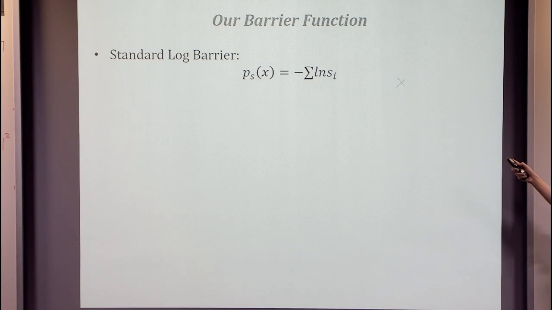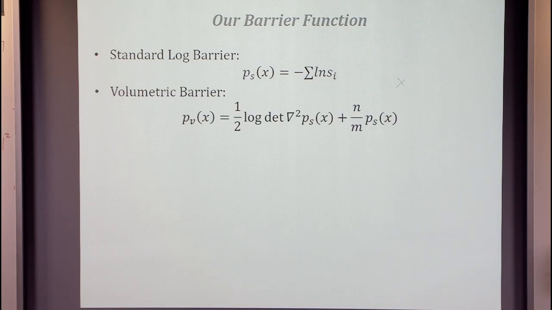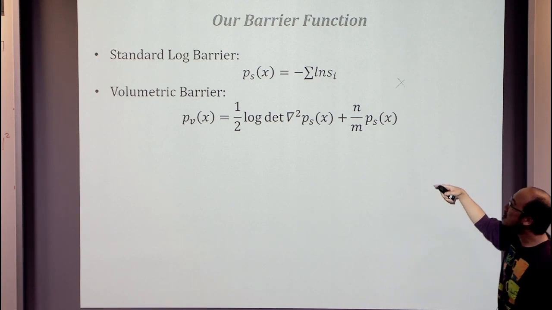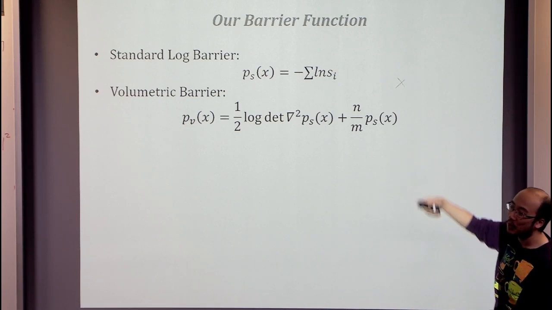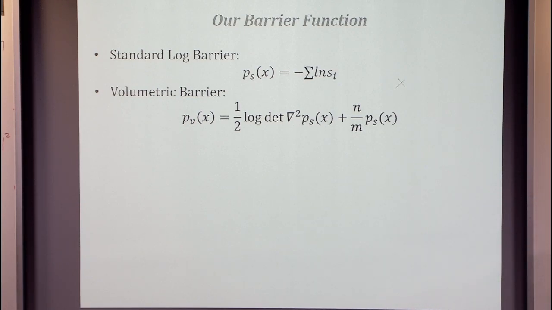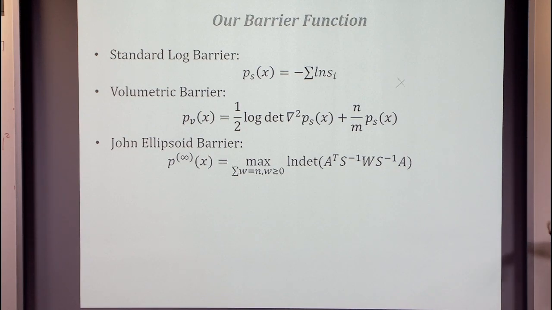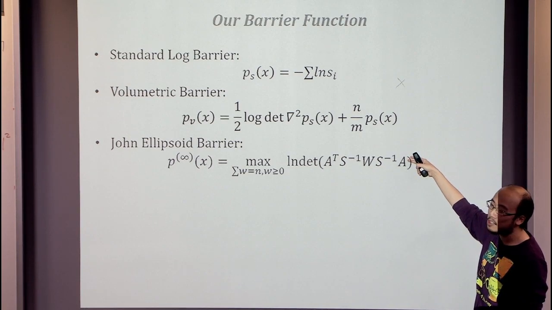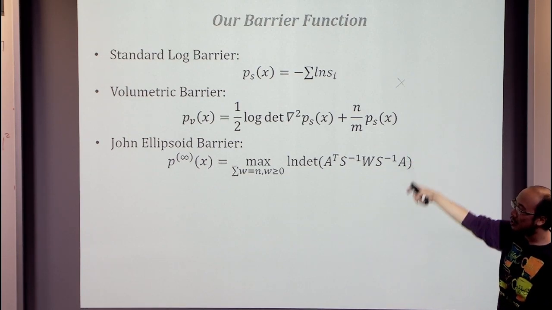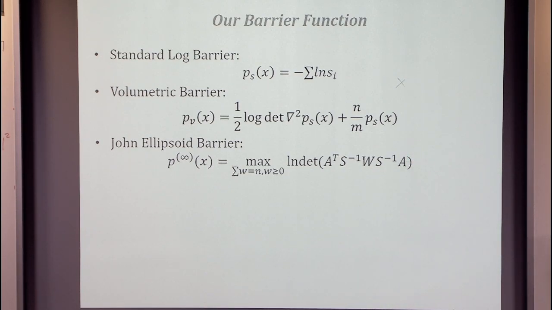Whenever you use the standard log barrier function, it gives you square m iterations. Then they propose the volumetric barrier function. It looks like you do some process on the original barrier function, then you get this. This gives you m^(1/4)... And then we suggest we should repeat that process until you converge to some answer. Then you get the John ellipsoid barrier function.